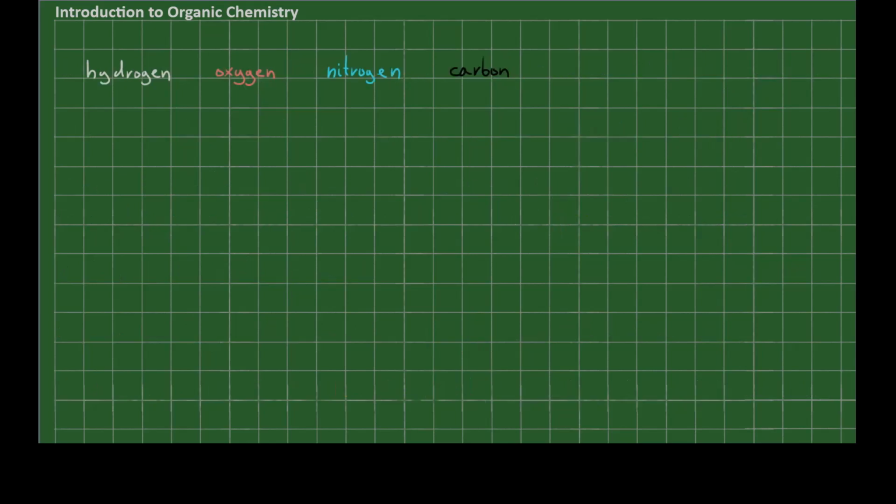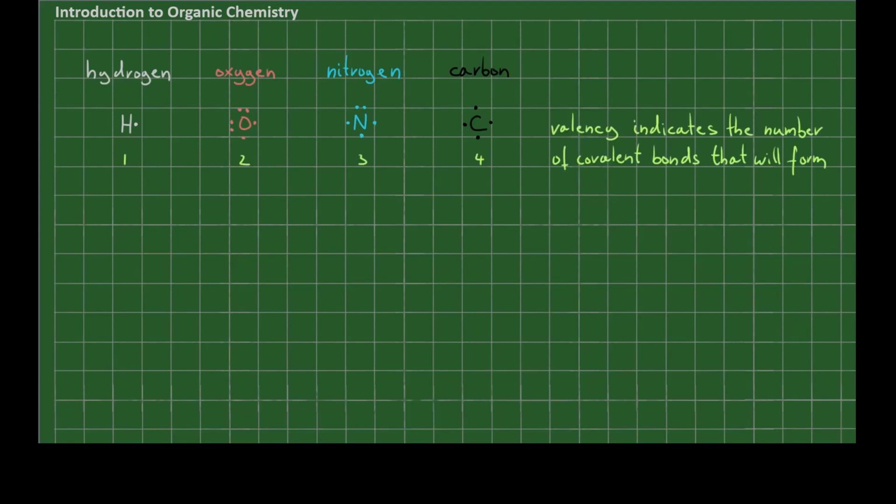The basic building blocks include these 4 atoms: hydrogen, oxygen, nitrogen, and carbon. Let me bring in their Lewis dot structures. Recall that the number of single unpaired electrons represents the valency of the atom. The valency also indicates the number of covalent bonds that these atoms can form. And here are our options. When it comes to hydrogen, I only have one choice. A hydrogen can only ever form a single bond.